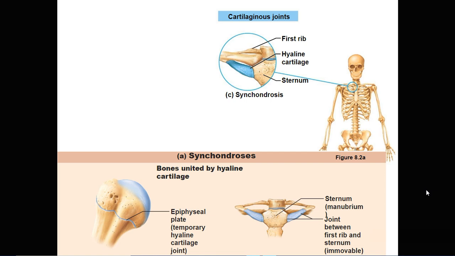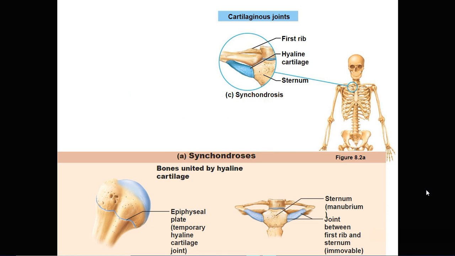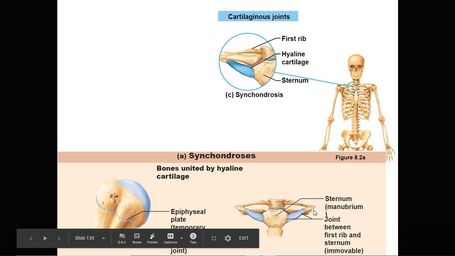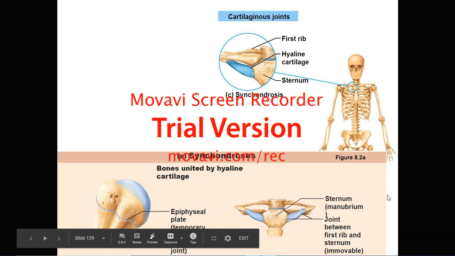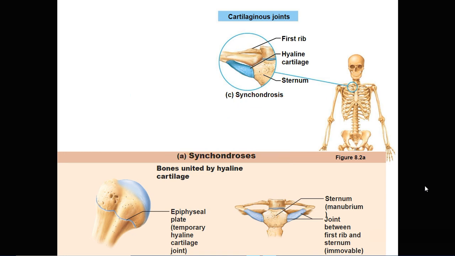Another example of a synchondrosis joint is the immovable joint between the costal cartilage of the first rib and the manubrium of the sternum. If you look at this figure right here, which doesn't have it labeled as B, you see the sternum and that first rib, and you see the joint right there between the costal cartilage of the first rib and the manubrium of the sternum. Okay, that's a synchondrosis joint.